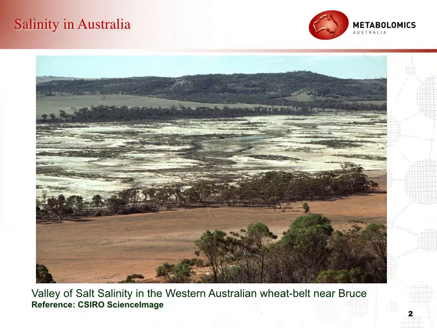In Australia, our farmlands have been affected heavily by the drought and the salinity. As an example, this is a picture of a valley in Western Australia, near Bruce, and it is clearly showing the effect of salinity in farmlands.